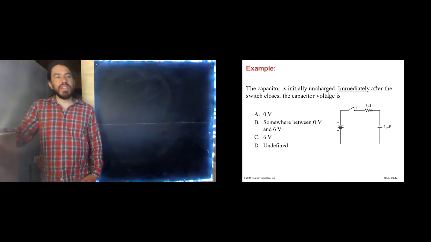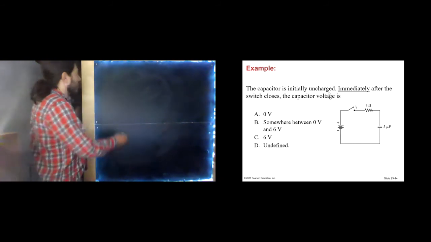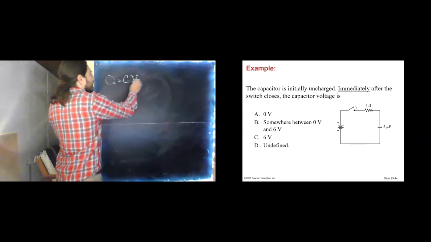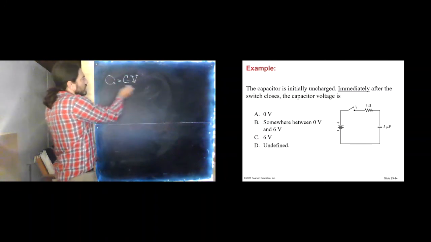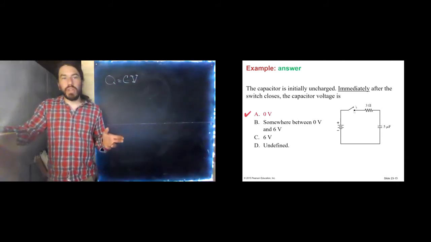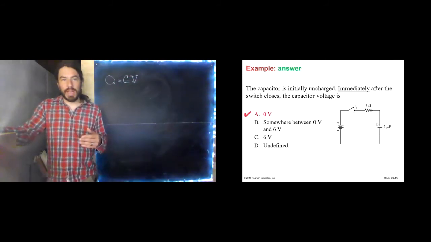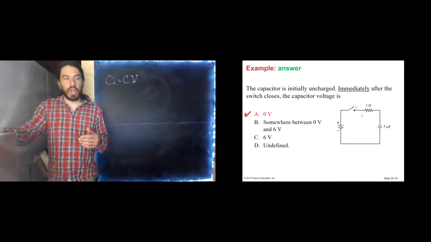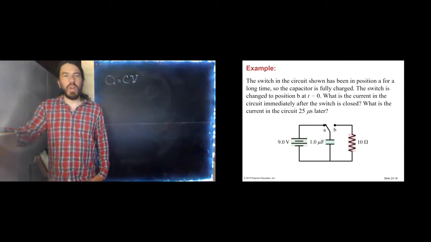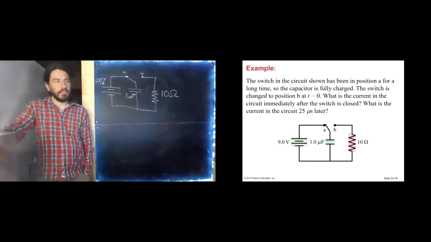Okay, the capacitor is initially uncharged. Remember, Q equals C times V. If there's no charge, there's no voltage either. So right when I throw the switch, there's no charge on the capacitor, and the current just flows right through it. Let's do a numerical example.